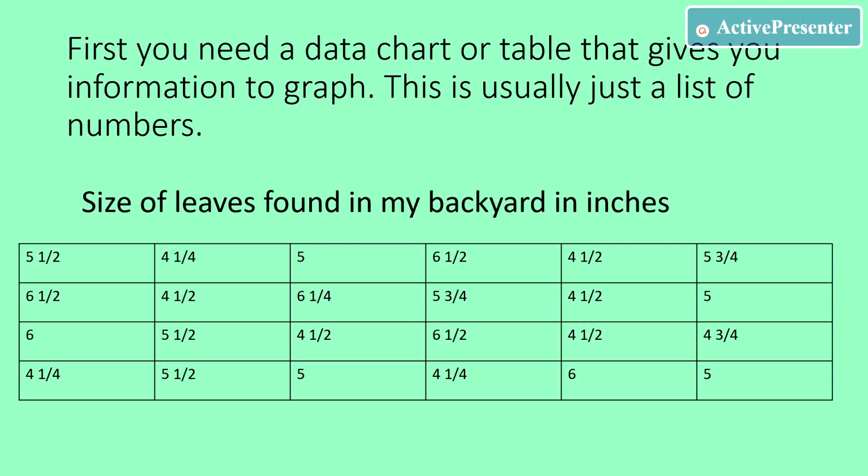When you're talking about a line plot, the first thing you need is a data chart or a table that gives you information to graph. This is usually just a list of numbers. If you see my list, it says size of leaves found in my backyard in inches. You'll notice I have things like 5.5, 4 1/4. It means that I'm taking a ruler and measuring the leaves, to the nearest 1/4 inch. And so I've got all this data that I've collected by measuring all of my leaves.